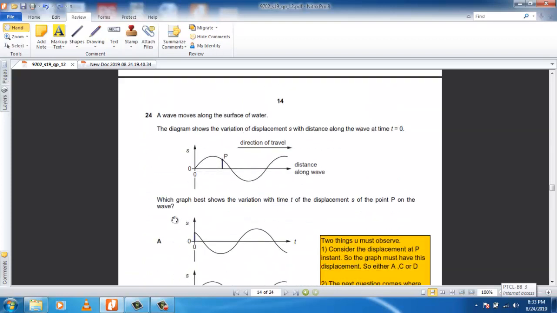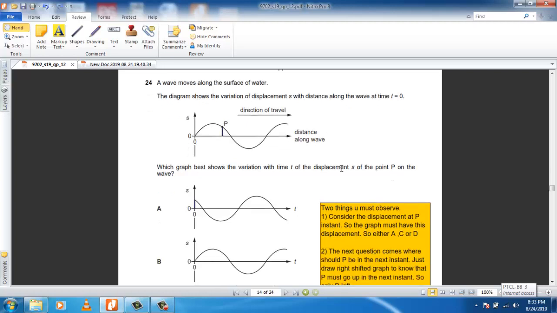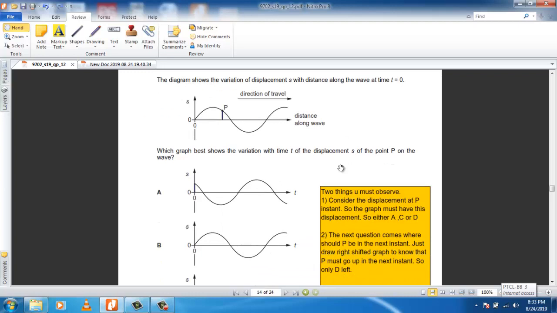Question number 24. That's an interesting question. The wave questions are always interesting. A wave moves along the surface of water. The diagram shows the position of the displacement S with distance along the wave at time t equals 0. This is a wave and there is a point P, distance along the direction of the wave. Which graph shows the variation with time t of the displacement of point P on the wave?